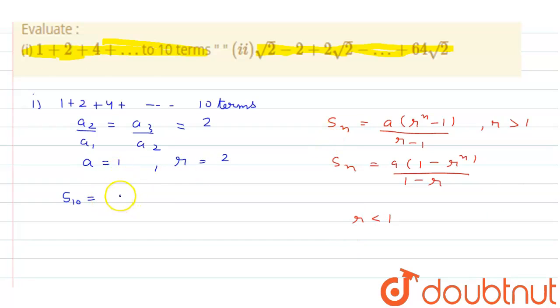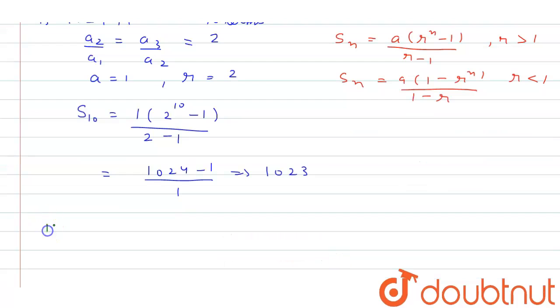A value is 1, R raised to the power n, R is 2, n is 10, minus 1 upon R minus 1, which means 2 minus 1. We know that 2 raised to the power 10 is 1024, so 1024 minus 1 upon 2 minus 1, which is 1. So from here we get 1024 minus 1, which is 1023. Now proceed to part 2.